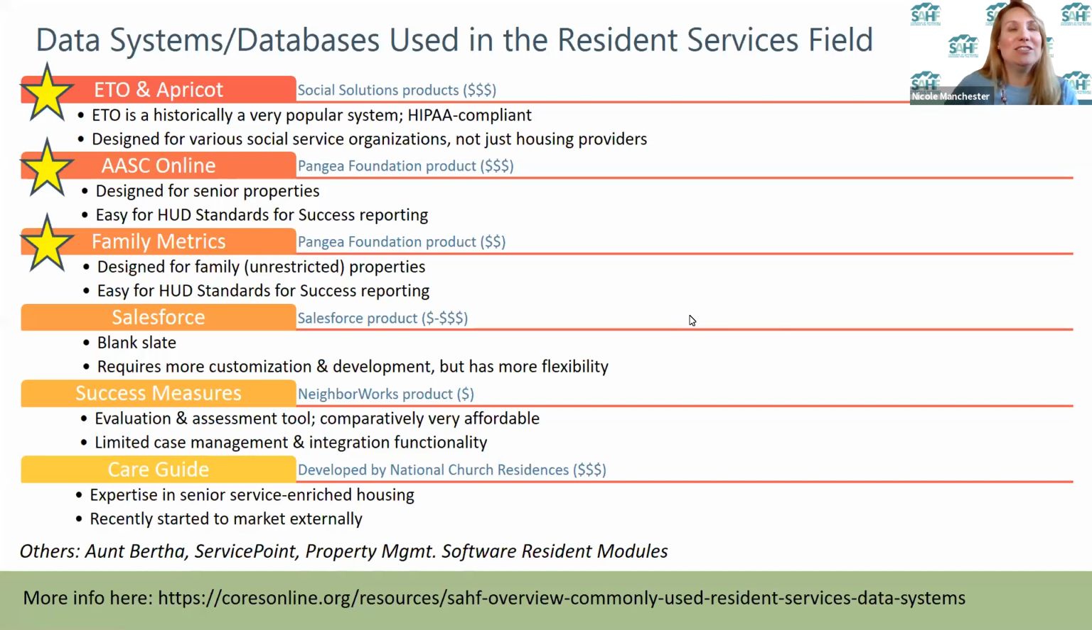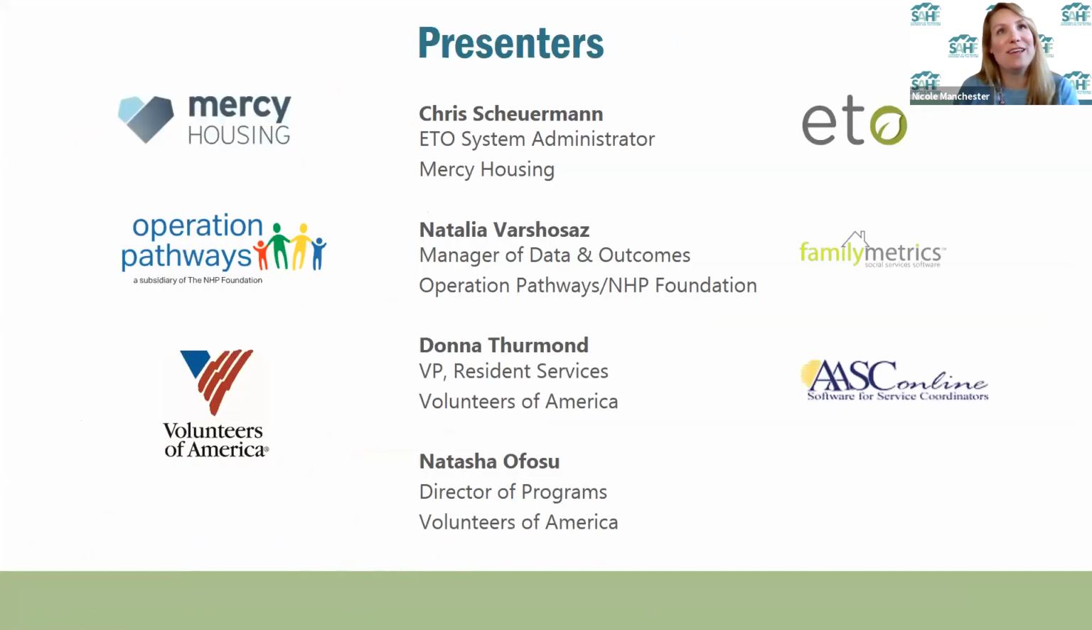And it was actually just kind of a random occurrence that happened to be the first 3 systems on our list that we have presentations on today, but we're going to be talking about ETO, AASCOnline, and Family Metrics. And we have some great staff at each organization to talk about each of these systems.